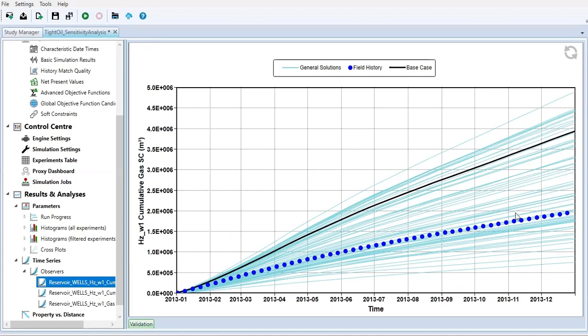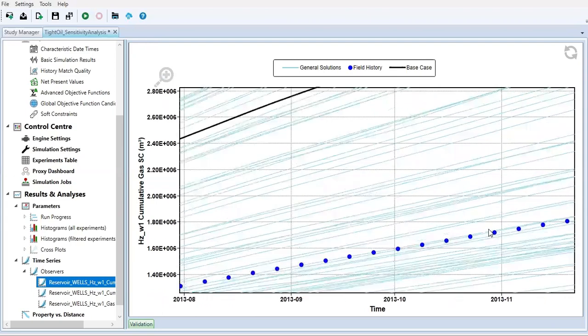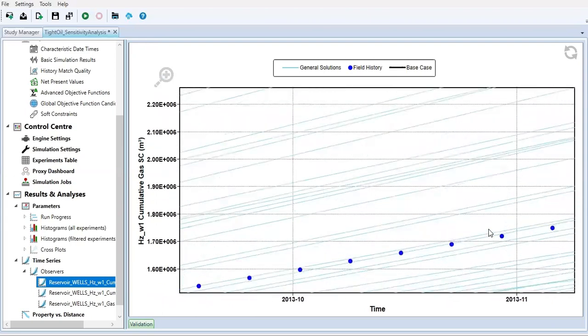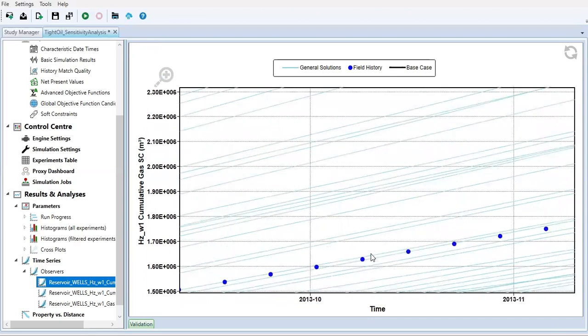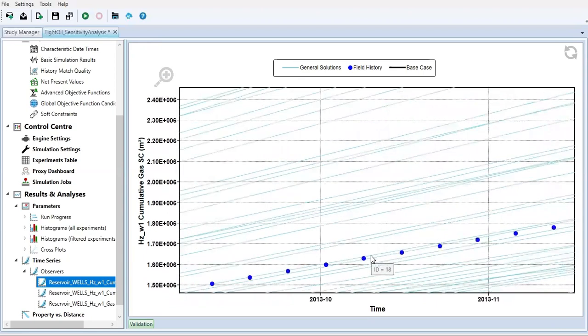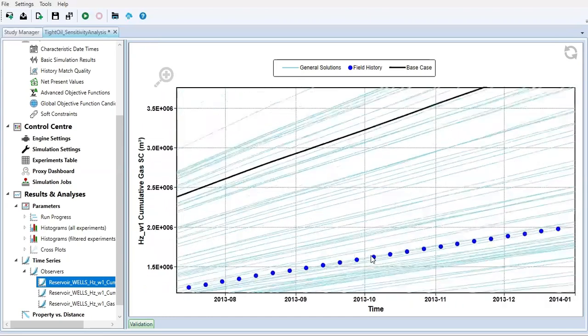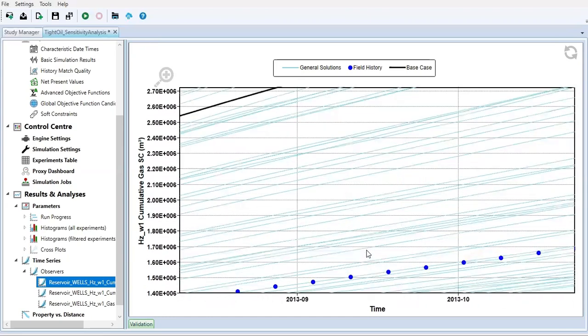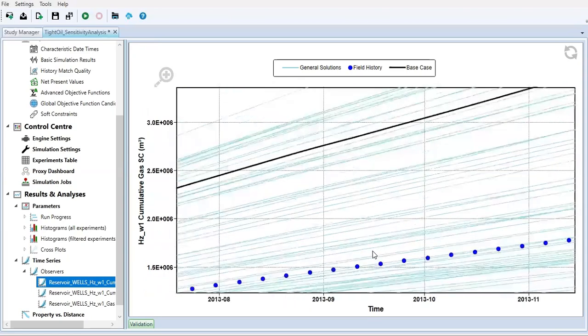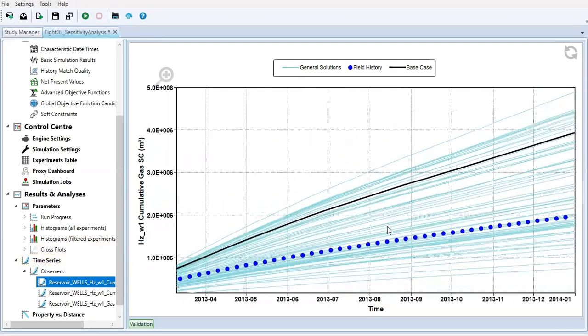And you see from here, if I zoom in, a certain combination of my parameters produces a solution that is almost matched with my field history. So those combinations, those values of the parameters, maybe they are the correct solution that will match the field history. But again, that's another story for another day. So time series is very important.